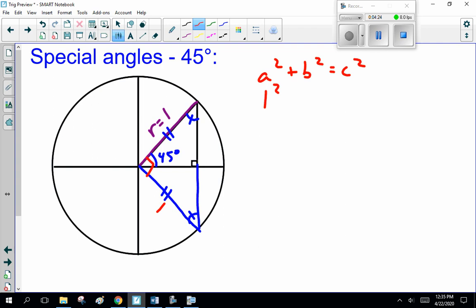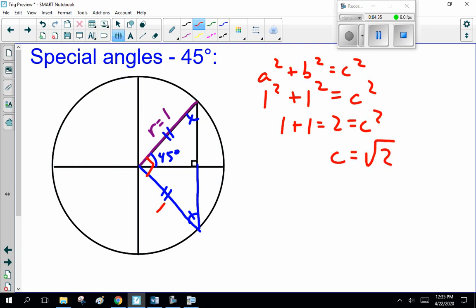So the short side, the other short side, 1 plus 1 is 2, which is c squared. So c is square root of 2. So this is the square root of 2. But remember, we're talking about this side of the triangle. So this is square root of 2 over 2, half. Okay? Root 2 over 2.